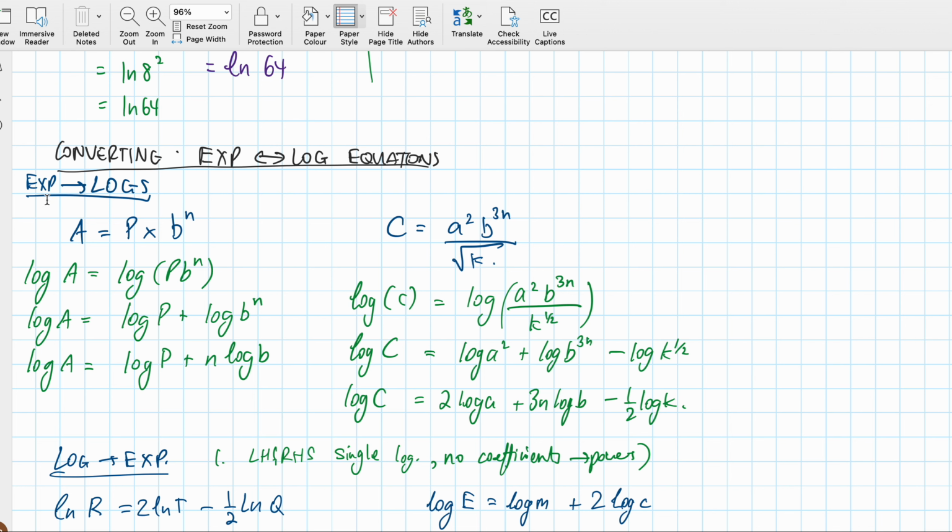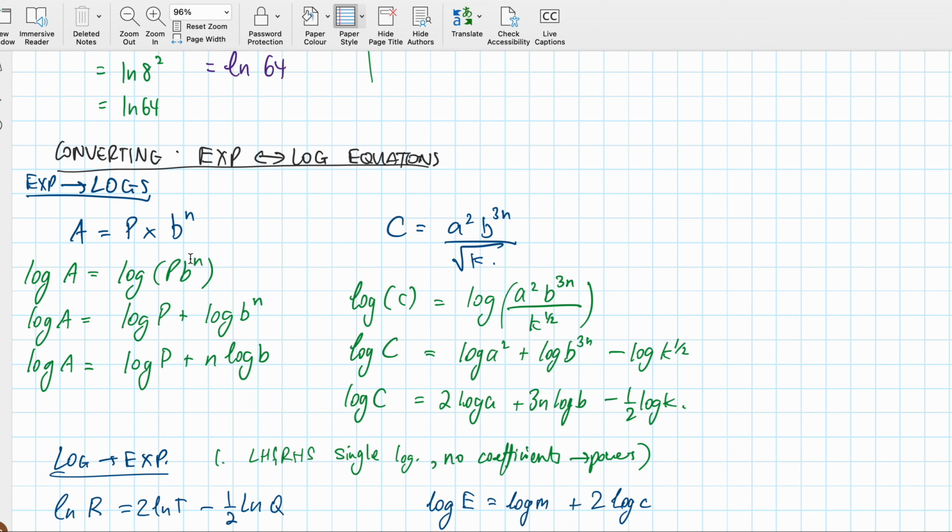The first set of examples we're looking at is going from exponential to log equations. So we've got this function here, A is equal to P times b to the n. We can say this is an exponential function because there's a power. First step is we want to get this into a log. Now what we're going to do is take a log of both sides. So log of A and log of P times b to the n.